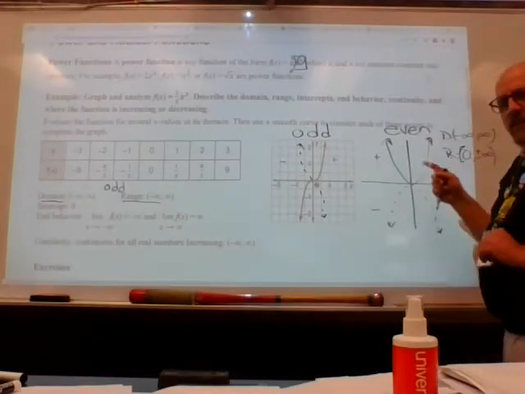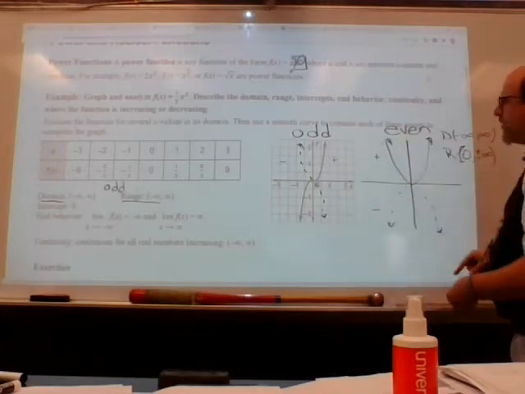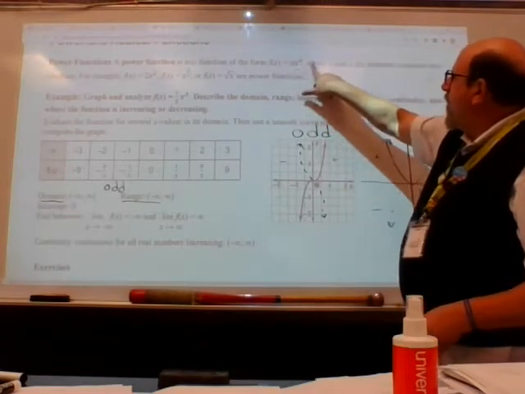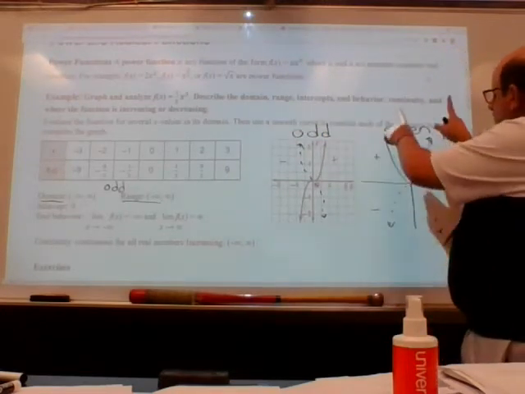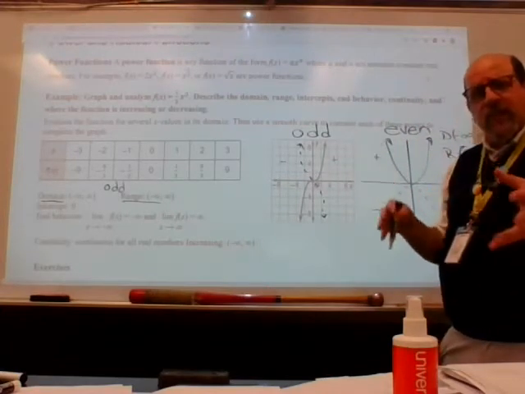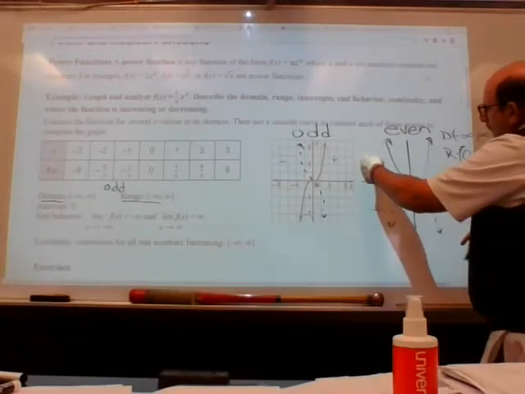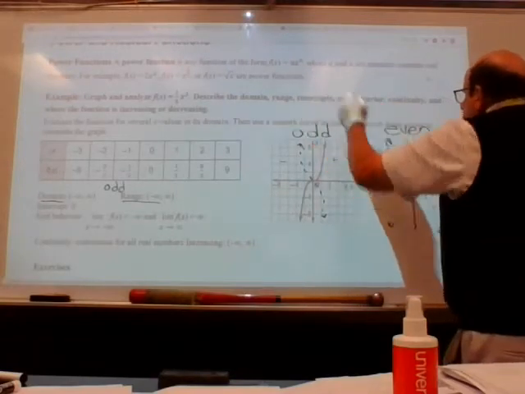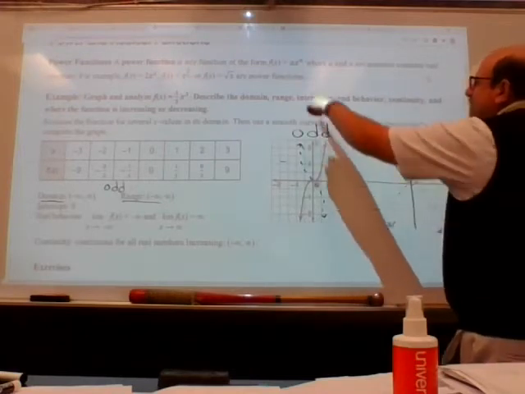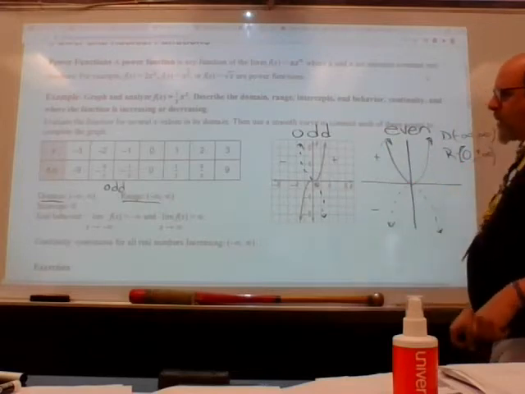If it's an even function, even functions turn out to be parabolas in their base form, ax to the n. So no matter what, if that exponent is even, it's some sort of parabola. We'll talk about bumps and turns later on. Don't worry about it. But for right now, a positive coefficient gives me an upward parabola. A negative coefficient gives me a downward parabola.